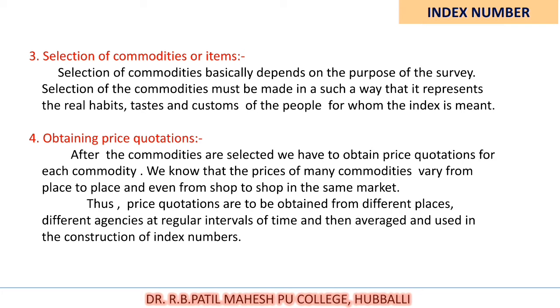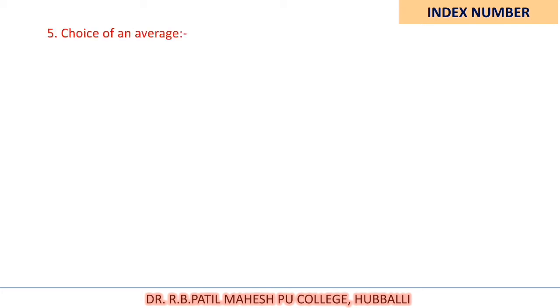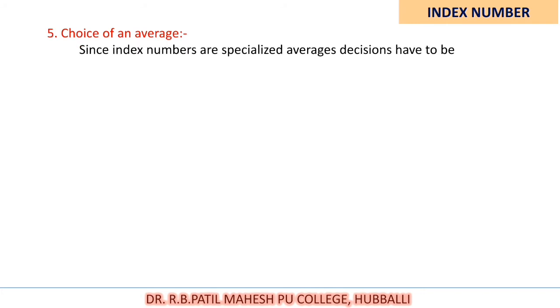We have to collect the price quotations from different places, and also from different agencies. After collecting them, we have to average them. Okay, after collecting all the price quotations, we have to find the average of that. So that average we have to use in the construction of index numbers. And the fifth step is choice of an average.